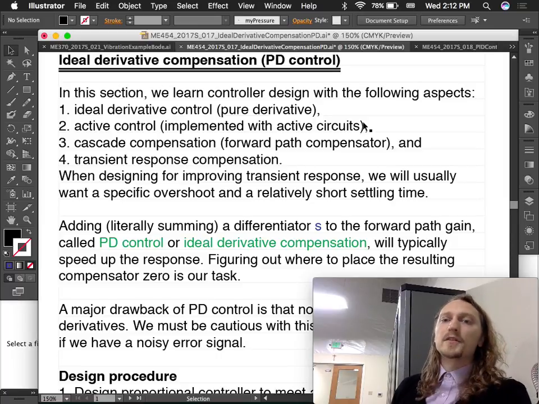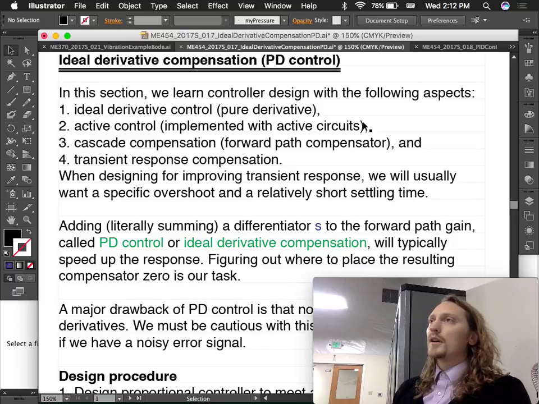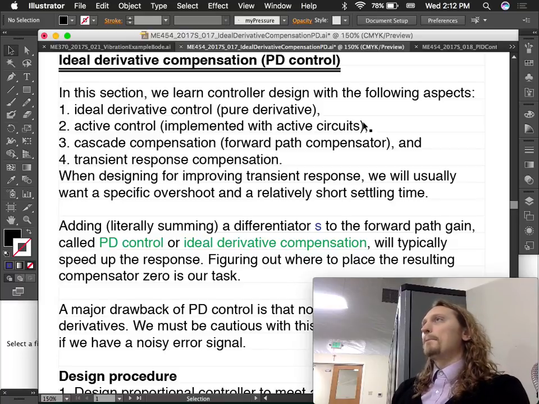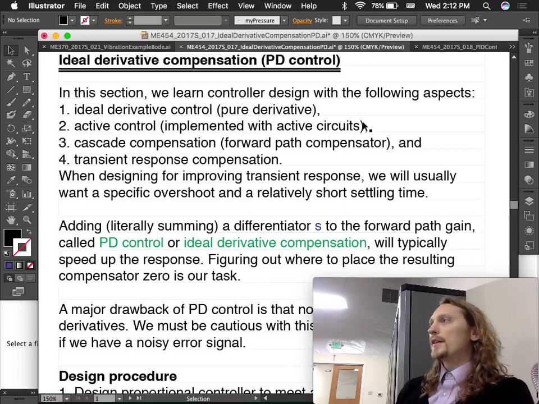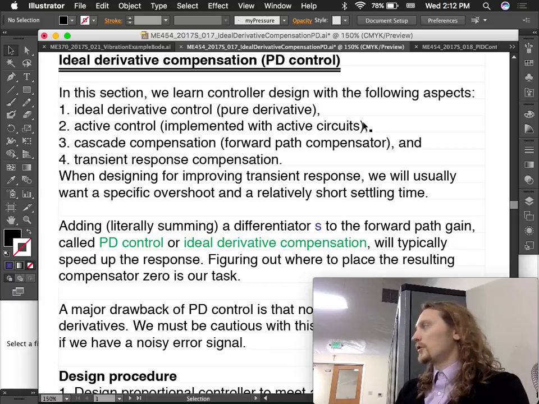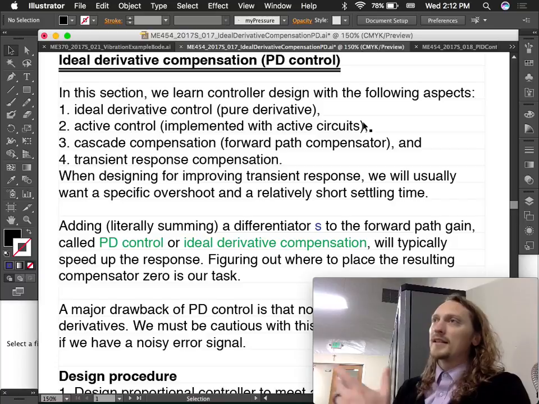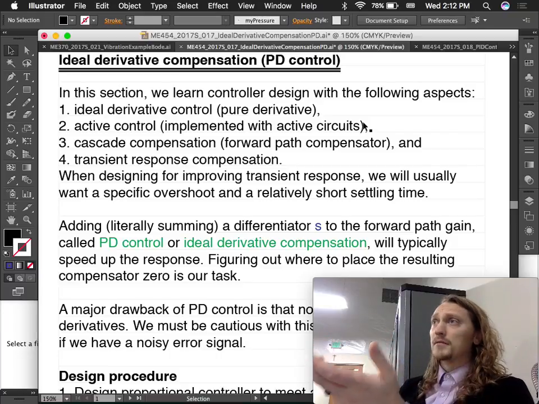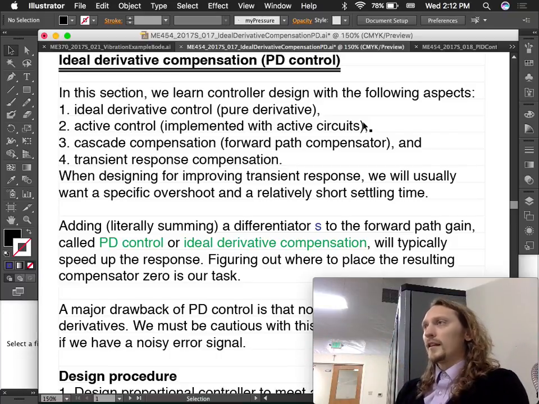When designing for improving transient response, we will usually want a specific overshoot and a relatively short settling time. So we'll say, we want a specific percent overshoot, like 10% overshoot or less, maybe. A settling time of maybe an improvement by a factor of something over proportional, or maybe a specific time, like I want settling time less than 1 second or something. That's actually something we have to worry about with our project, right? We care about settling time. So that's something we might think about when we're doing our analysis of our system.